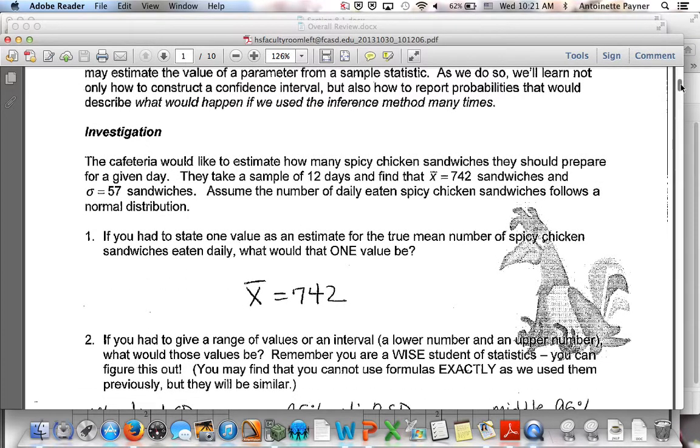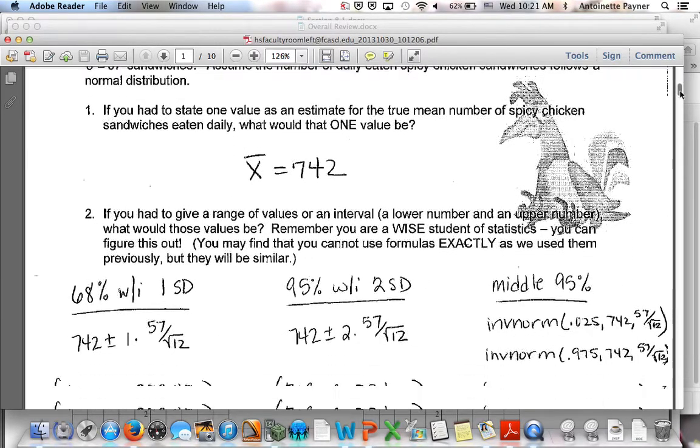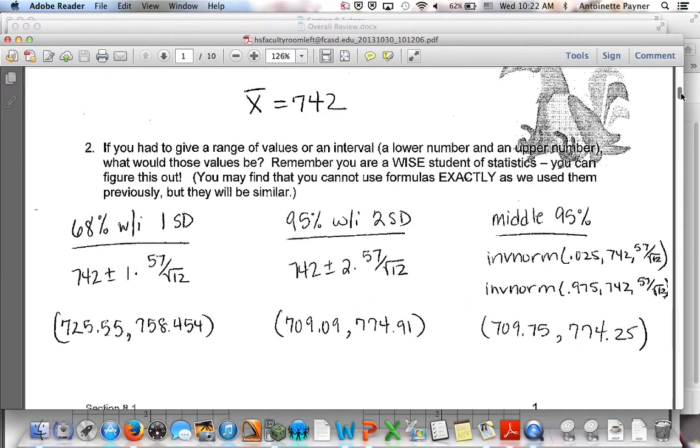I'm guessing that if you were picking one value to estimate the actual number, you would have just used the x bar, which is 742. When you got to the point where you had to calculate a range, you might have gone about this several different ways. One way I think you may have thought about it is maybe if I said I wanted 68% within one standard deviation, how could I find that?